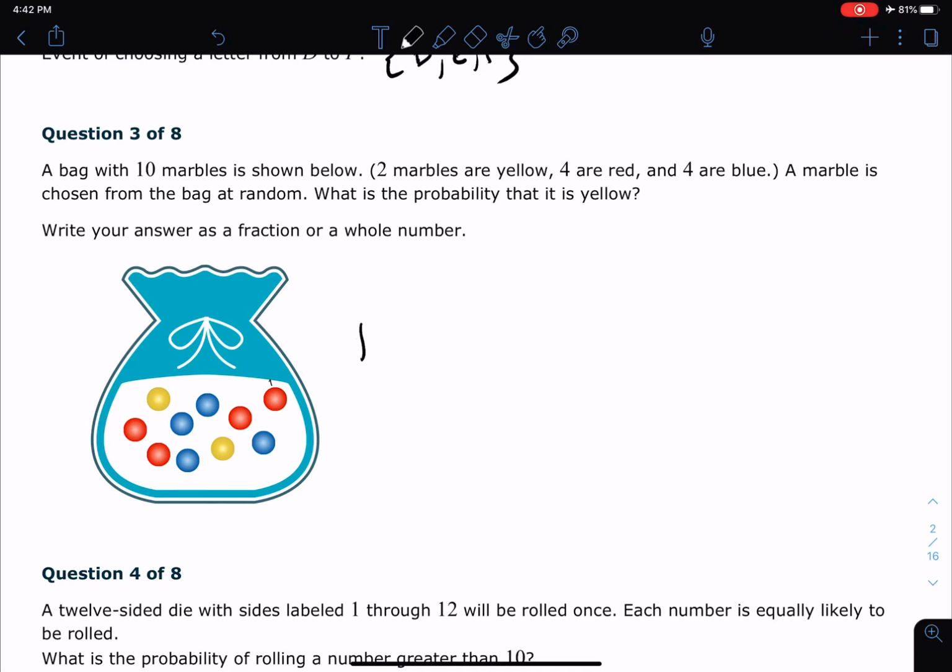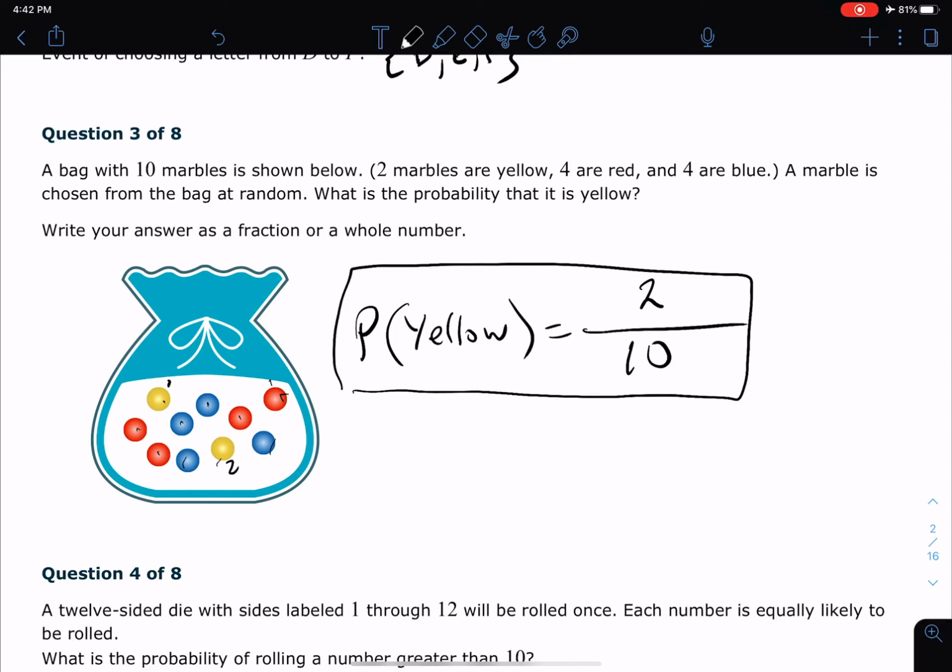Anyhow, we're looking for the probability that we get a yellow marble. So the event is selecting a yellow marble, and I can see I have 2 of those. So I've got 2 yellow marbles out of the total sample space, which when I count it up, 1, 2, 3, 4, 5, 6, 7, 8, 9, 10. And so there's the answer.